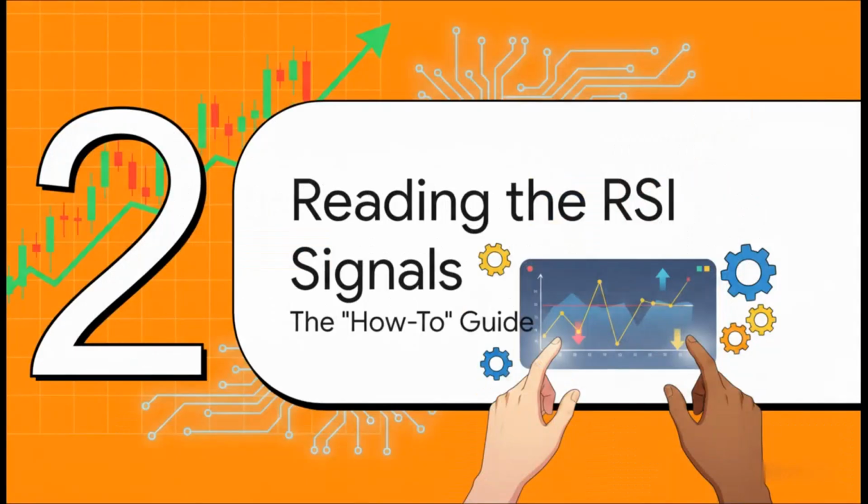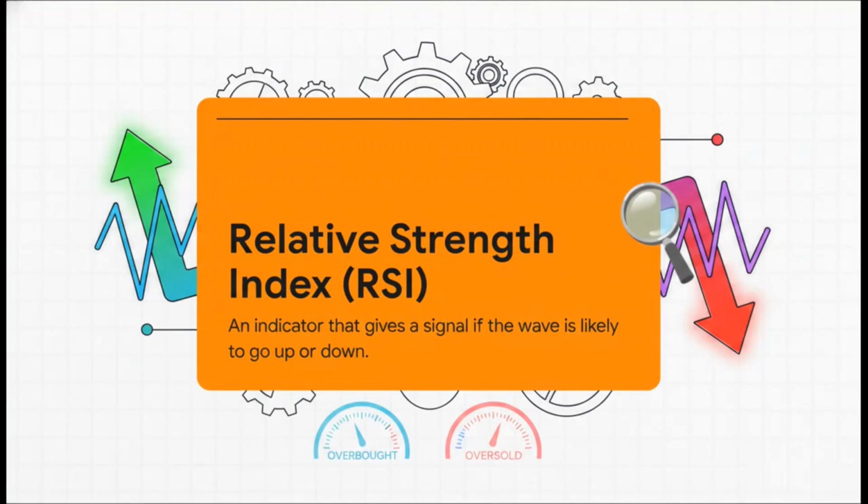Okay, theory's great, but let's get our hands dirty. This next part is your step-by-step guide. We're going to set up the RSI and, more importantly, figure out what it's actually trying to tell us. So the official name is the Relative Strength Index, or RSI for short. Think of it like a speedometer for the market. Its whole job is to tell you if things are moving too fast in one direction. Basically, if an asset is overbought or oversold.